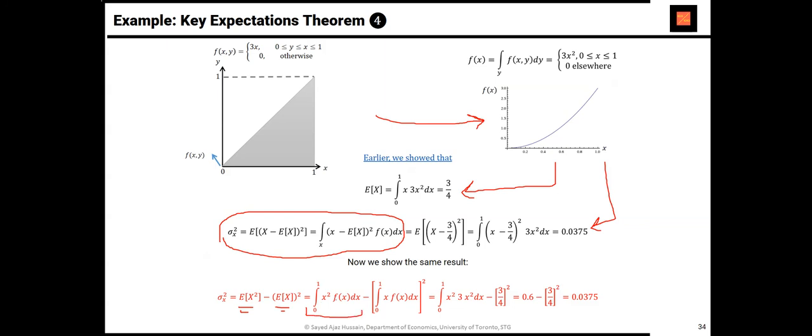To find the expectation of x squared, I simply integrate x squared times the density of x. I've done that for you. And then, of course, here is the expected value of x, which you already knew was 3/4, squared. So you find this number out. That's 0.6. 0.6 minus 0.75 squared gives you 0.0375. That's the exact same answer you got by the long method. So you're using this shortcut.